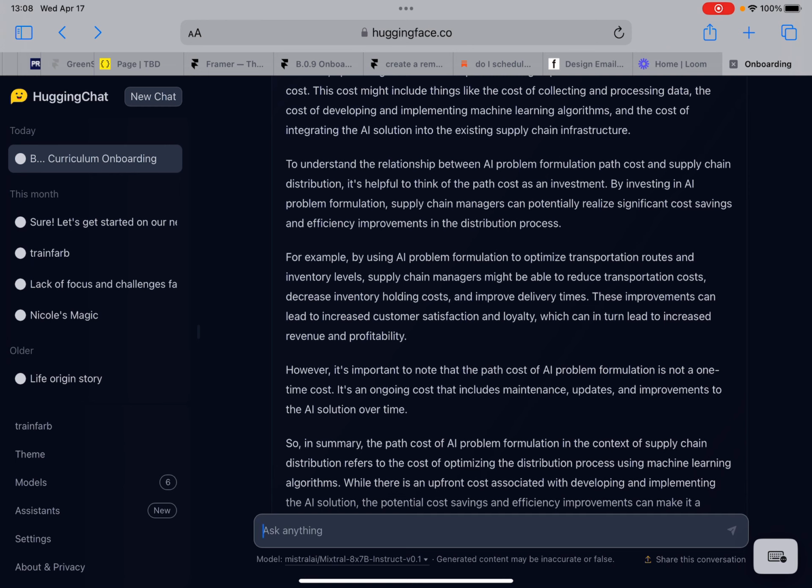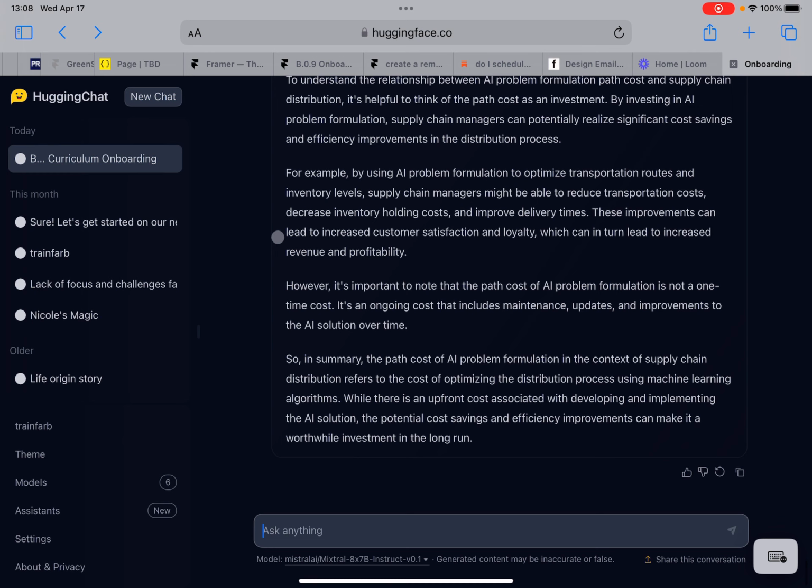By investing in AI problem formulation, supply chain managers can potentially realize significant cost savings and efficiency improvements in the distribution process. For example, by using AI problem formulation to optimize transportation routes and inventory levels, supply chain managers might be able to reduce transportation costs, decrease inventory holding costs, and improve delivery times. These improvements can lead to increased customer satisfaction and loyalty, which can in turn lead to increased revenue and profitability. However, it's important to note that the path cost of AI problem formulation is not a one-time cost. It's an ongoing cost and includes maintenance, updates, and improvements to the AI solution over time.